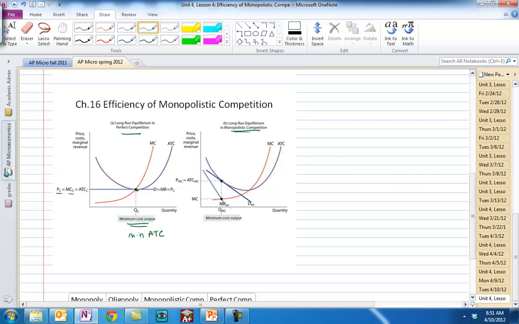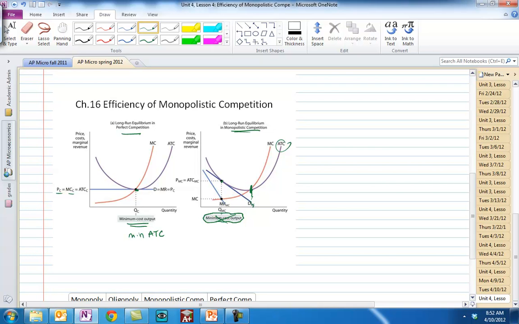There's one thing that's wrong on this graph, so be careful of this. In the book it's right, but somehow the slides that were provided by the textbook are wrong. This is not the minimum cost output. Hopefully you can notice why that is. It's not the minimum cost output, because the minimum cost output is where ATC is minimized. And it's minimized here, where ATC crosses the marginal cost curve.